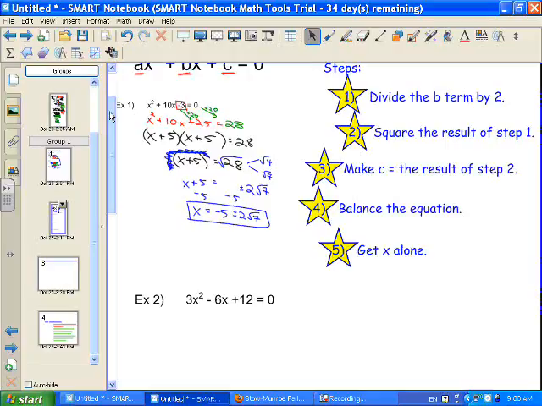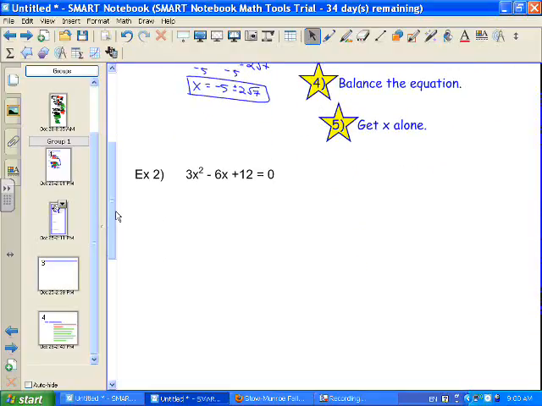Get rid of it. The good news is all 3 of these terms are divisible by 3. So if I undistribute out a 3 first, what will I be left with? x squared minus 2x plus 6. Yep, because I just pulled out the 3. All right, now, will this thing factor?